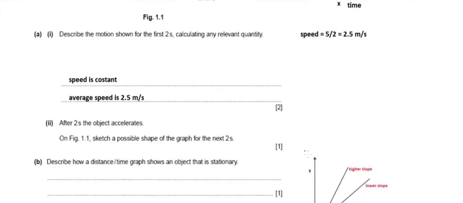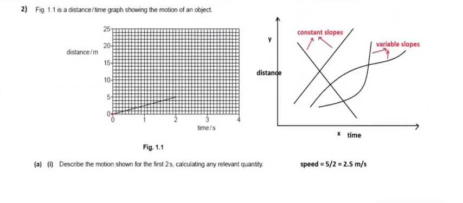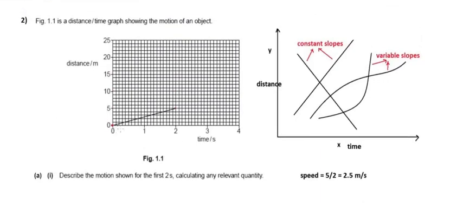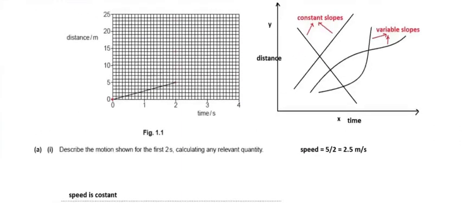Now the second part: you can see after 2 seconds the object accelerates, and on figure 1.1 sketch the possible shape of the graph for the next 2 seconds. The main important point here is that the object is accelerating. Consider this distance time graph. The slope is the speed, and the speed is constant over here because this line is a straight line. For this first line, the speed is constant. For constant speed, we know the acceleration is zero.